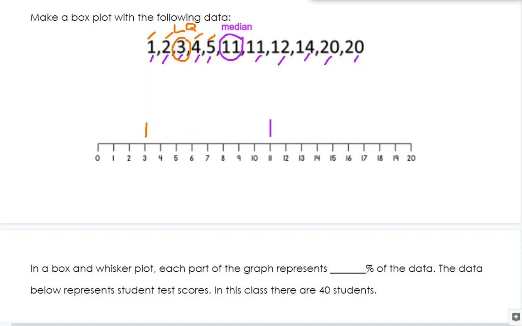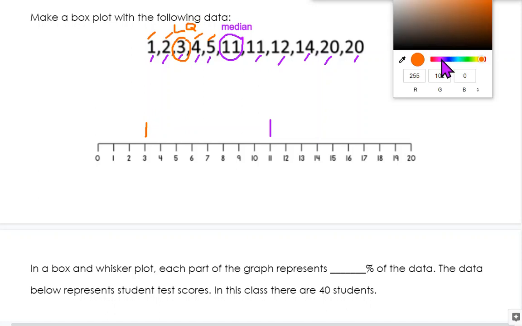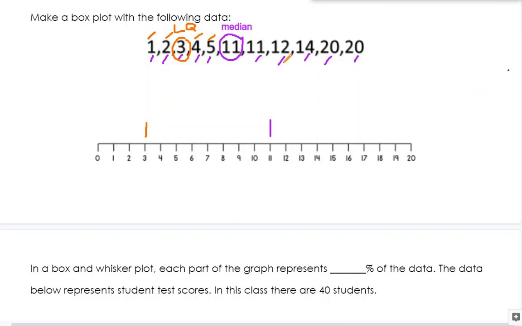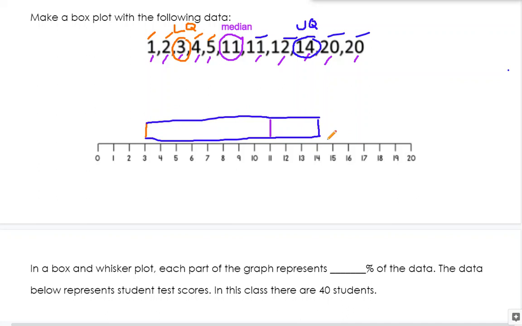All right, so now I got to find my upper quartile. So my upper quartile is the median or the middle of my second half of my data, my bigger numbers. So I'm going to do the same thing. I'm going to go, all right, 11, 20, 12, 20. I'm left with 14 right here in the middle, right? That's 14. That is my upper quartile. That's the middle of my second half of data, my bigger numbers. So I'm going to put a line at 14. Okay, once I get my 3 lines, I can connect my lines and make my box. So there's the box part of my box and whisker.